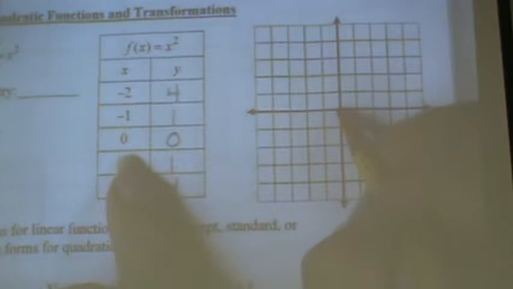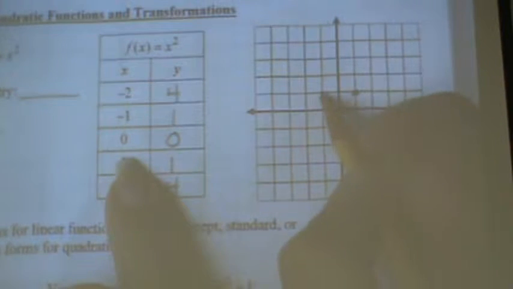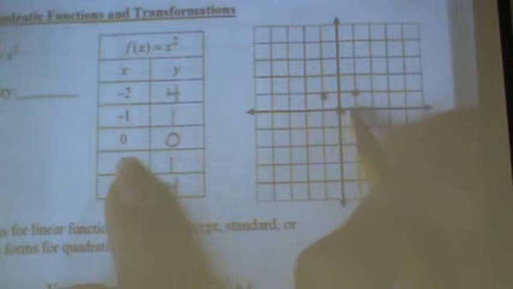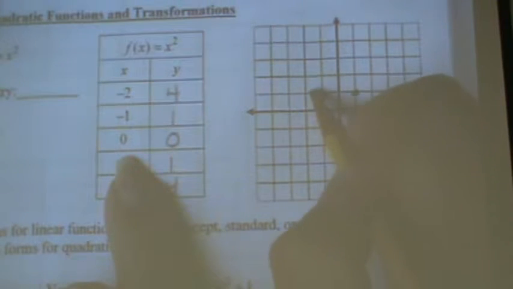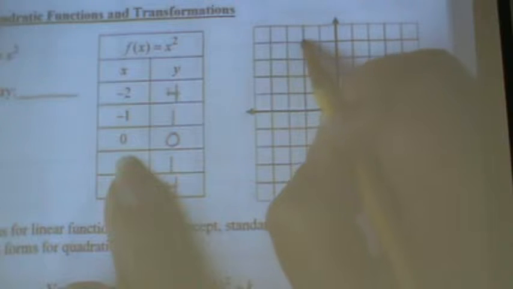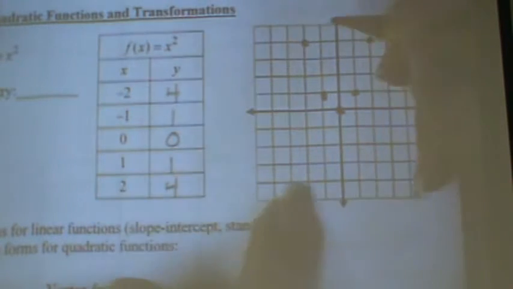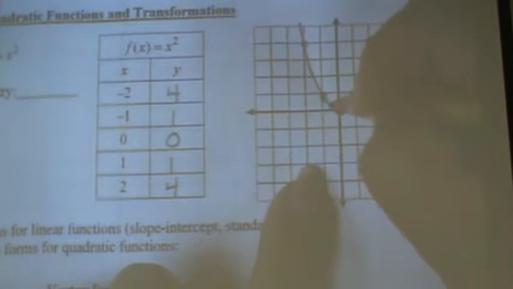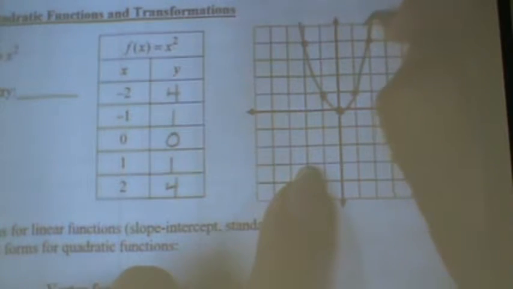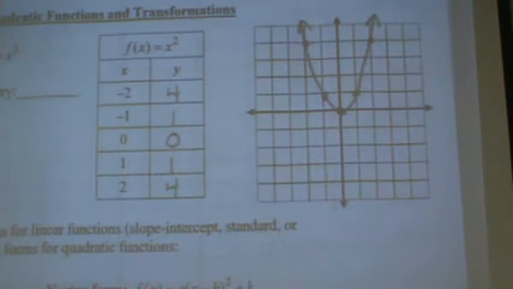Okay, so now let's graph them. The vertex is (0, 0). And we have (1, 1), (-1, 1), (-2, 4), and (2, 4), and then you draw your graph. It's a smooth curve with arrows at the end.